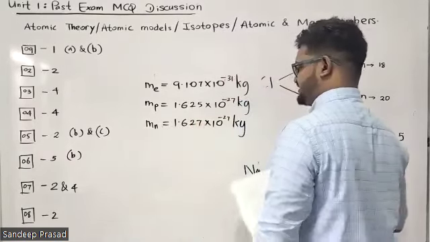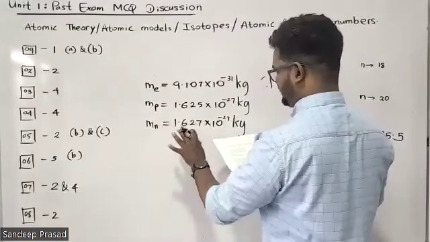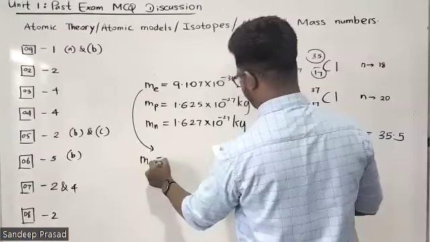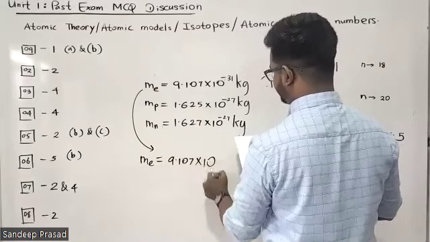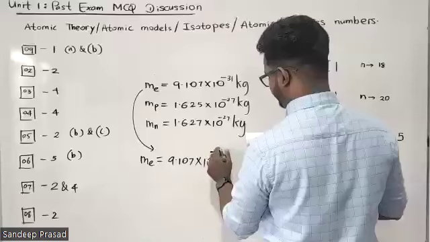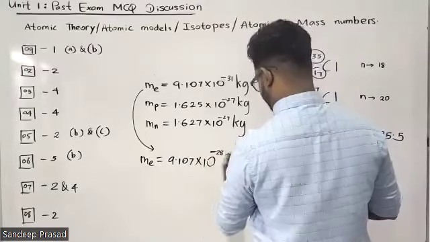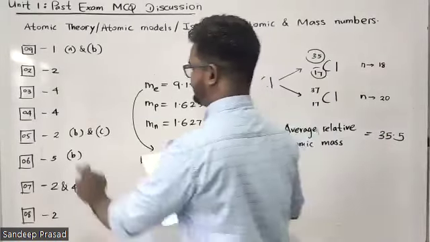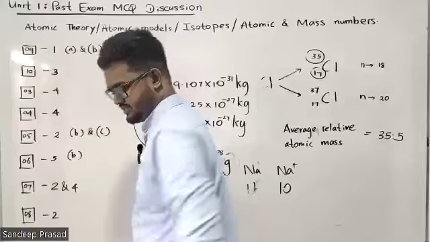So in this way, we can say the masses of electron, proton, and neutron. When you consider the mass of an electron, what is the mass of an electron in grams? 9.107 × 10 to the power minus. In order to convert kilograms into grams, we know that we have to multiply by 10 to the power 3. So, minus 28 grams. So they have given the correct option here. Question number 10, the answer is the third one.